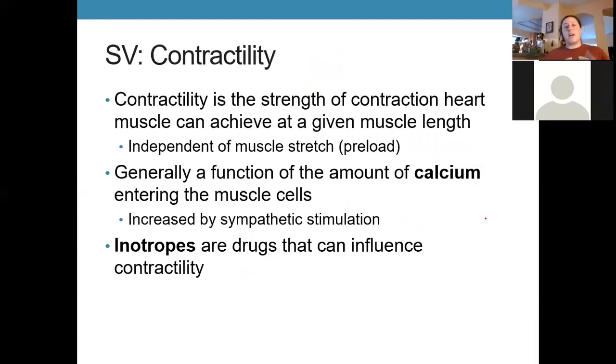The second factor is contractility. Contractility is how strongly the heart muscle can contract at a given preload. So this is actually separate from the length tension relationship. This is a matter of changing how strongly it can contract at a given stretch level. And this is determined by the amount of calcium available to enter the cells. Remember that, unlike skeletal muscles, some of the calcium is coming from outside. But calcium is necessary for cross bridges.